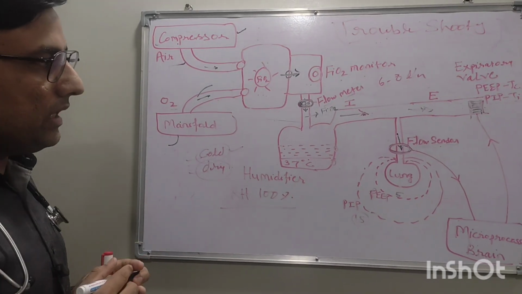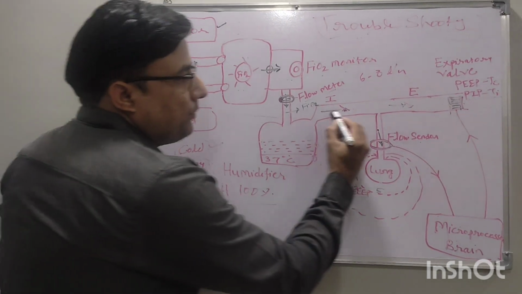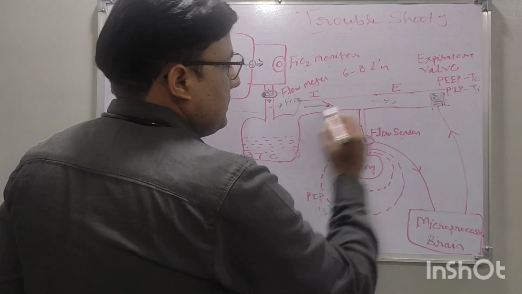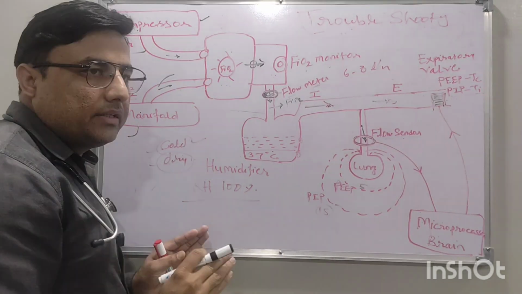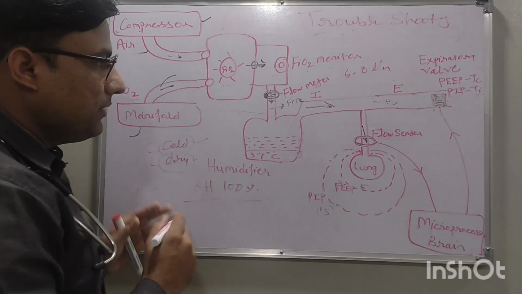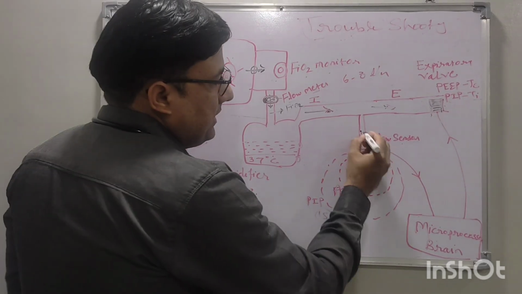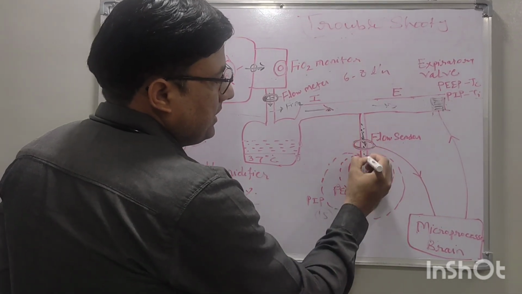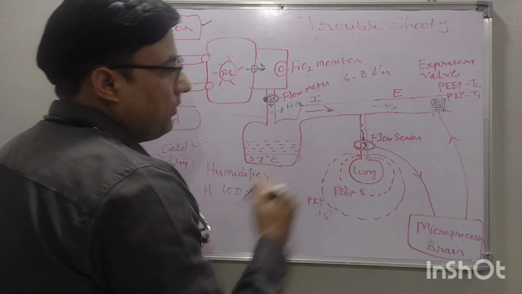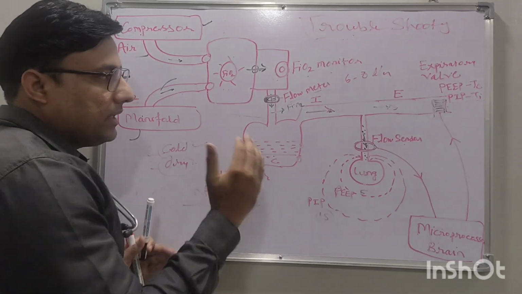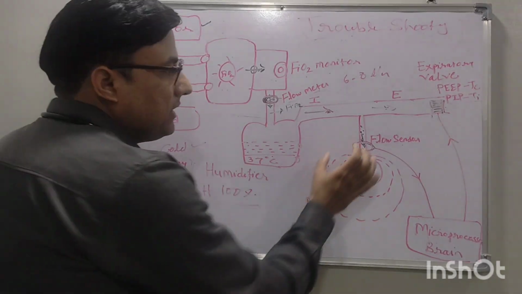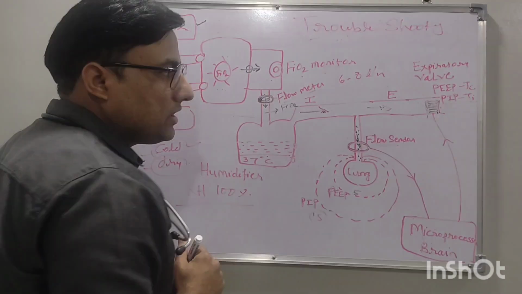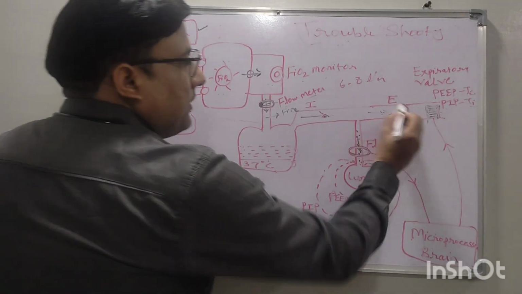Third is high pressure alarm. When there is increased pressure inside the circuit, then the high pressure alarm will come. So why does it happen? If there are increased secretions in the ET, or the baby is fighting with the ventilator, like asynchrony, then there will be increased pressure inside the circuit.